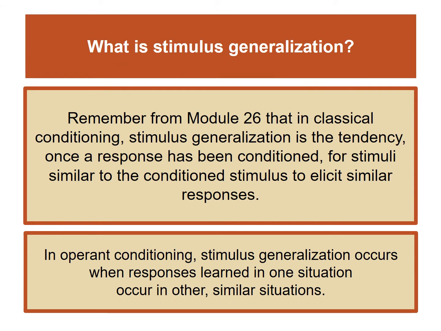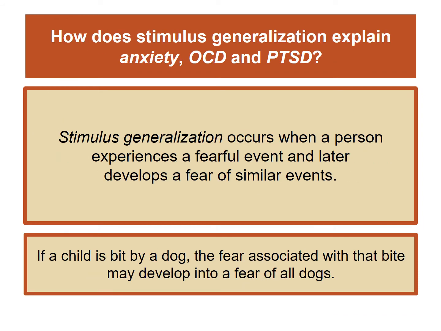What is stimulus generalization? Remembering from Module 26 or Unit 4 that in classical conditioning, stimulus generalization is the tendency, once a response has been conditioned, for stimuli similar to the conditioned stimulus to elicit similar responses. In operant conditioning, stimulus generalization occurs when responses learned in one situation occur in other similar situations.